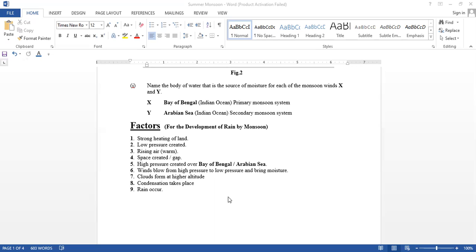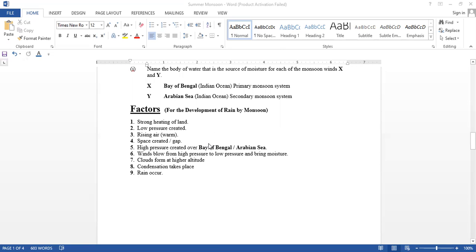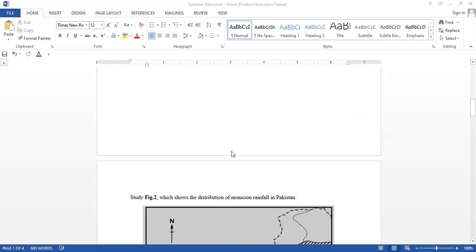In such months, there is high pressure over the Bay of Bengal as well as the Arabian Sea. Then winds move from the Bay of Bengal or Arabian Sea and bring a lot of moisture, and on higher altitude clouds form, condensation takes place and rain occurs. So under such factors, the rain occurs. My dear students, when heavy rain occurs, it has a lot of advantages and disadvantages, and it's really important.